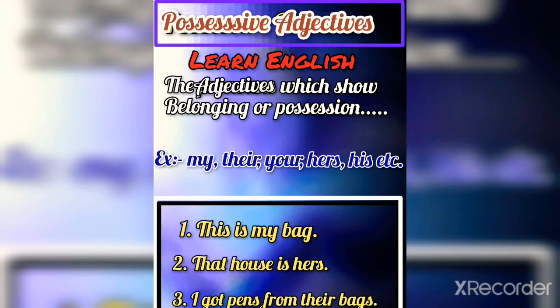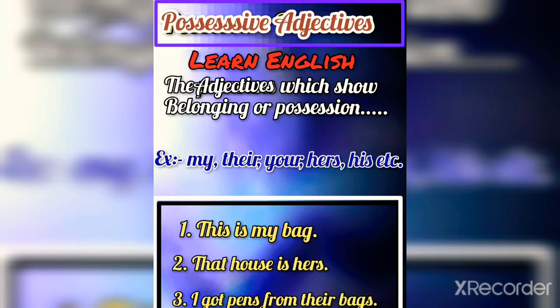Last one is that I got pants from their bags. So here their is the possessive adjective, and it is telling the relationship between the bags and the pants. So these were the possessive adjectives. So friends, I hope this topic is also very clear to you.